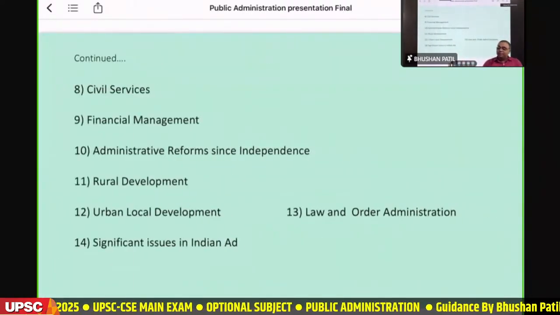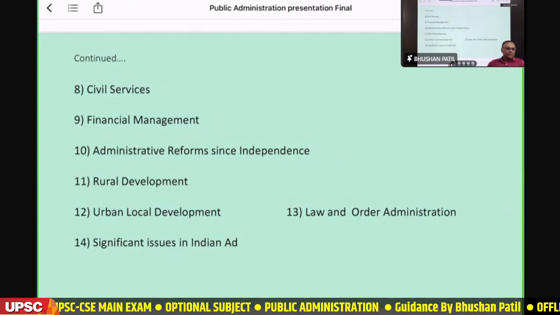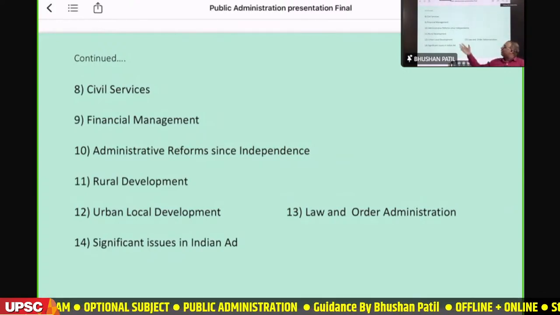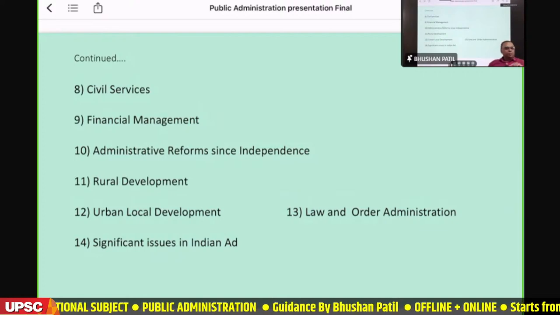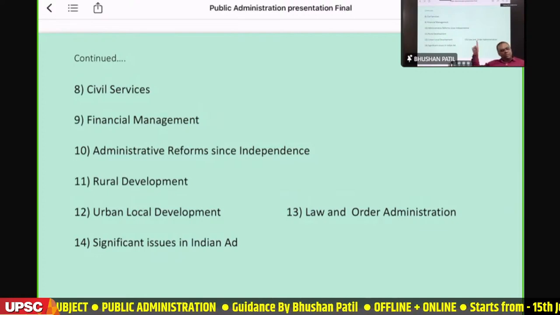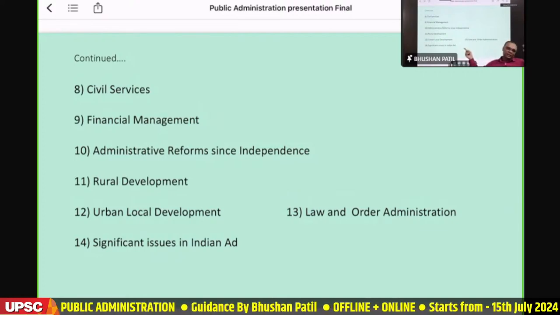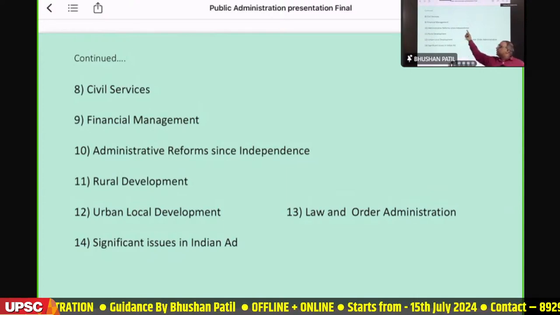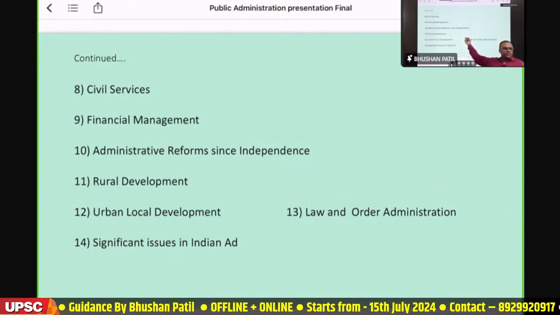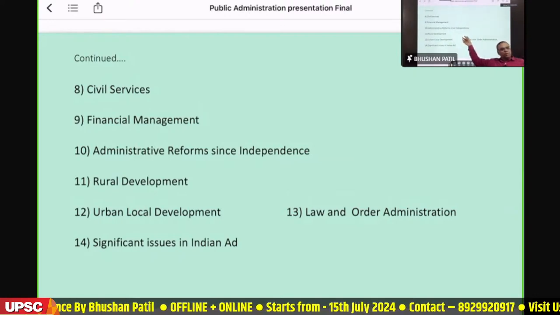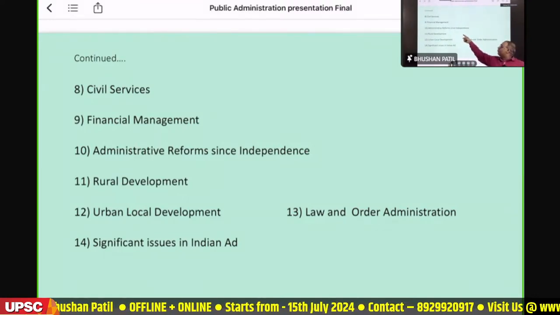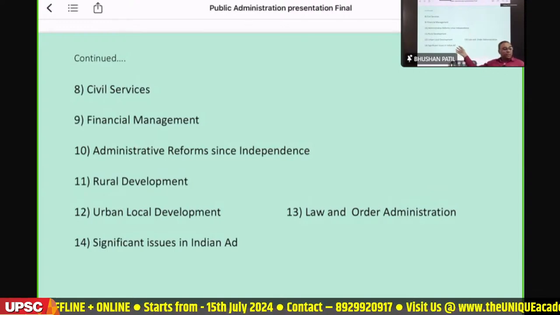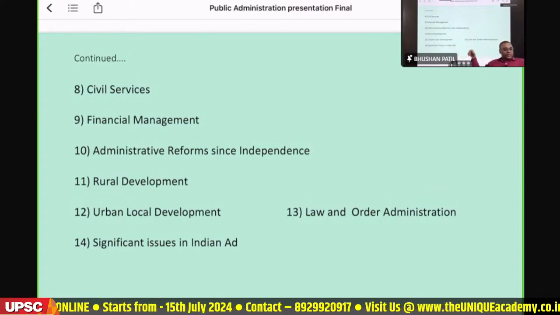And section B, there are 14 topics in paper 2, 12 topics in paper 1. So section A, section B. Personnel administration is there in paper first. Civil services is here. Financial administration is there in paper first. Here it's financial management in Indian administration. Same. Then administrative reforms theories are there. Here administrative reforms in India since independence is there. This is its application. One topic, development administration, is there.